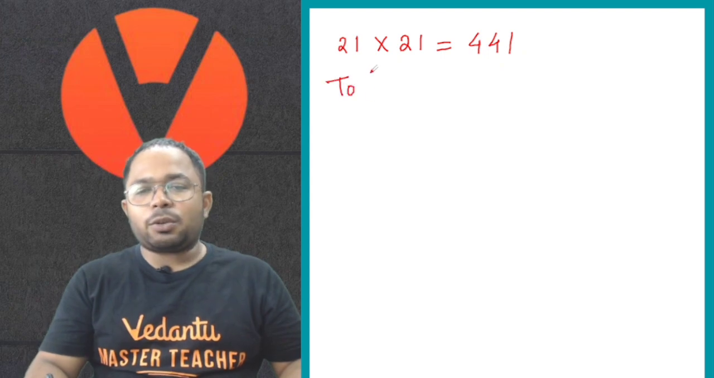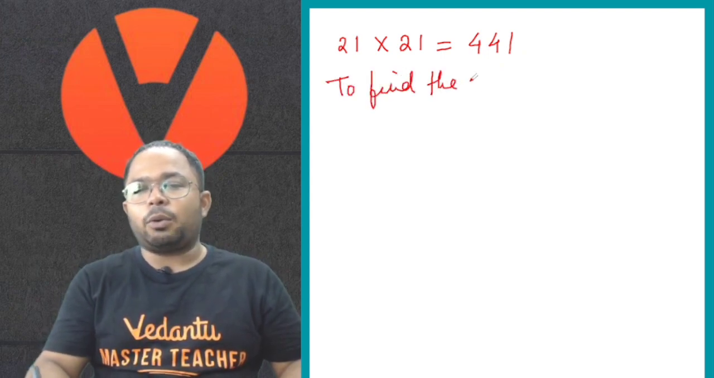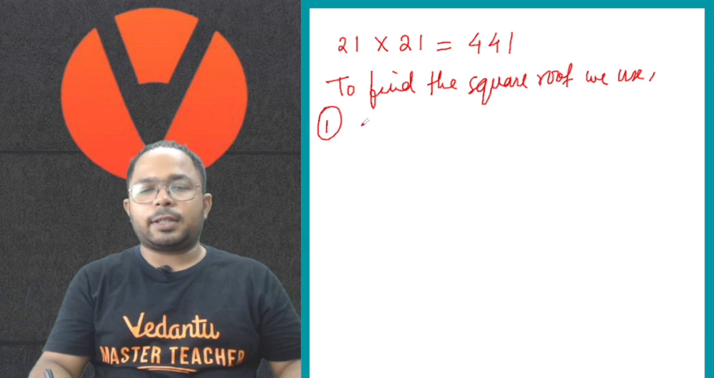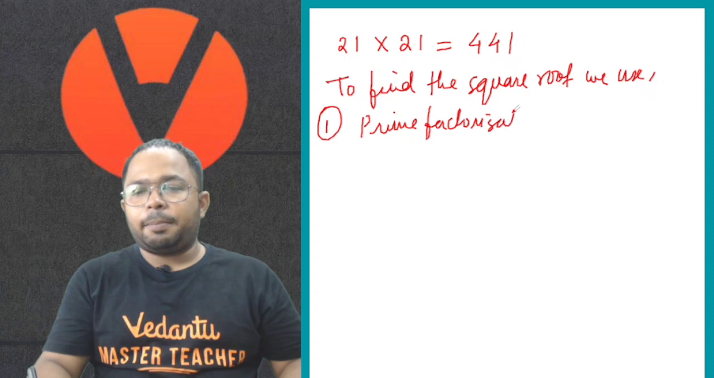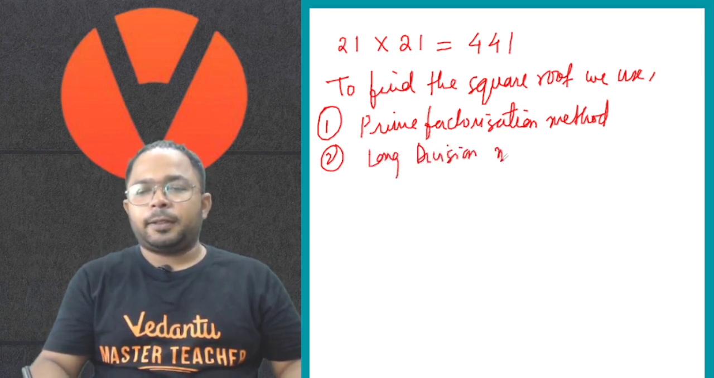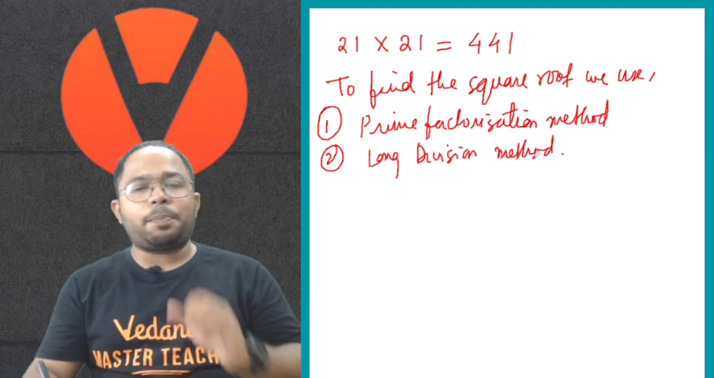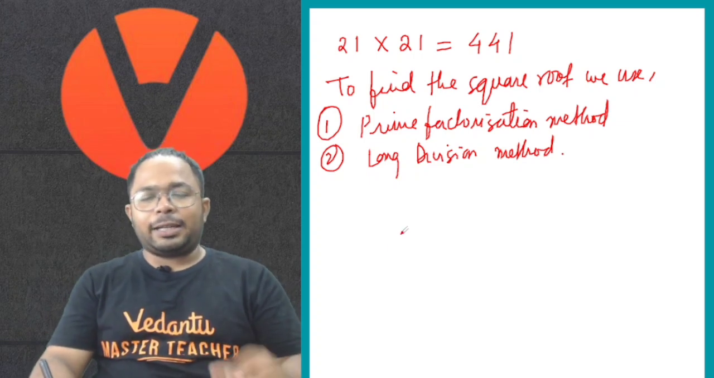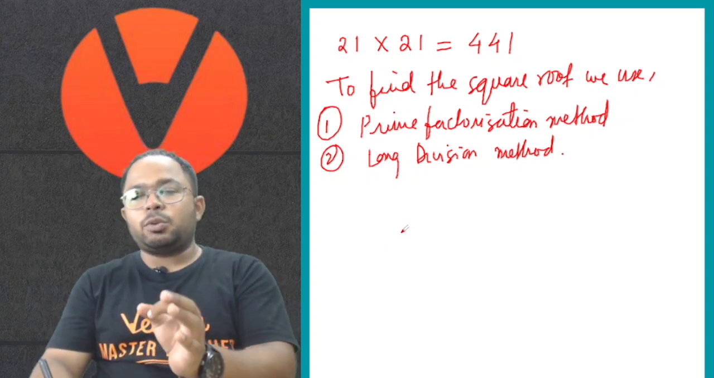So to find the square root, we generally use two methods. First is the prime factorization method. Second is the long division method. Now, what is this prime factorization method? It is basically making the factors using the prime numbers.